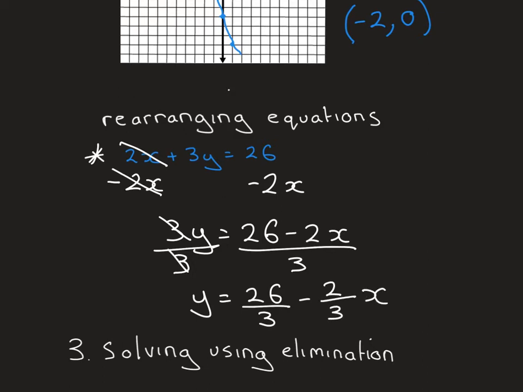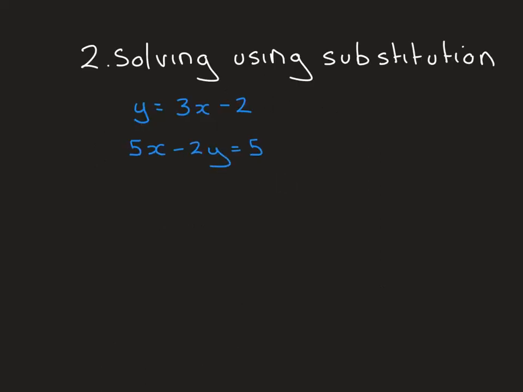Okay, now our 26 over 3, can we cancel that down anymore? 3's into 26. No, we can't. Okay, so we can just leave it like that, and that's the equation of our line that we would use. We would then have our slope and our y-intercept, which we would be able to plot on our set of axes there. Okay, so now let's look at our second way of solving linear equations.